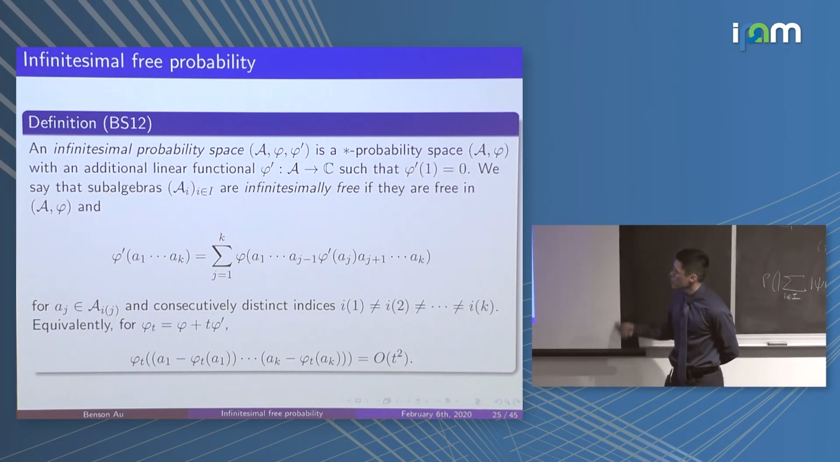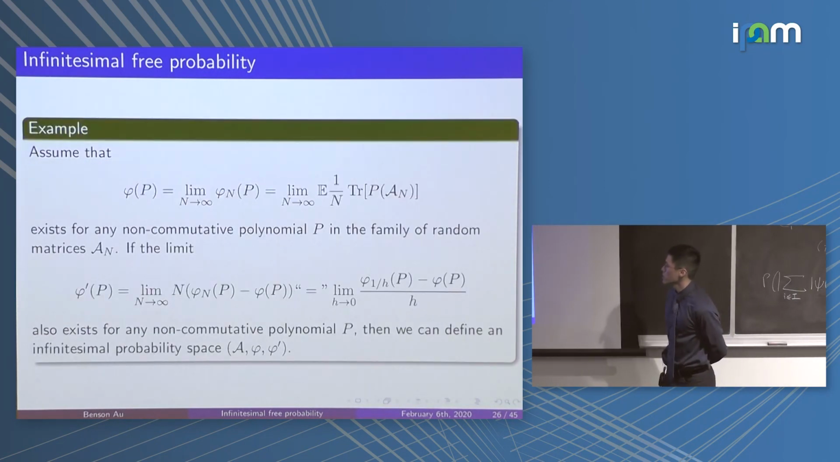Okay, so where might this show up? Well, you should expect that you might see this in the context of random matrices. So I've tried to tee this up as much like a derivative as I could. So you assume that a trace of any polynomial in your random matrices converges. At the finite stage, we'll call that functional phi n. If you also assume that phi n of p minus your limit exists, then this will be our new definition of phi prime. And this looks a lot like a derivative if you let h be 1 over n.